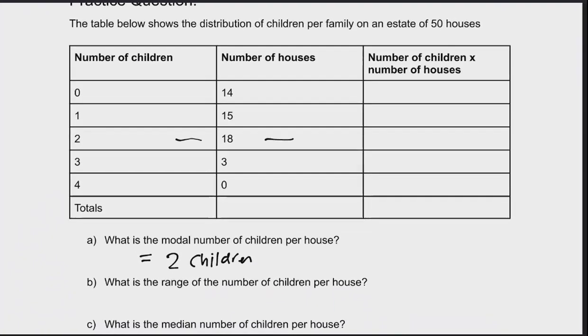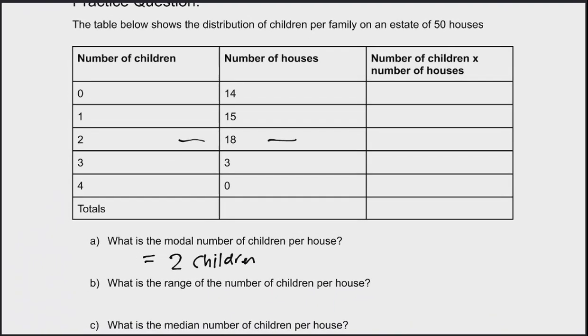What is the range of number of children per house? So the biggest number is going to be 4, and the smallest number is going to be 0. Is that the case? Well, actually, no, because there are no documented occurrences where there are 4 children in a household. So we can only calculate the range with the data that we have. So actually, the largest number of children per household is 3. The smallest number is 0, so our range is going to be 3.